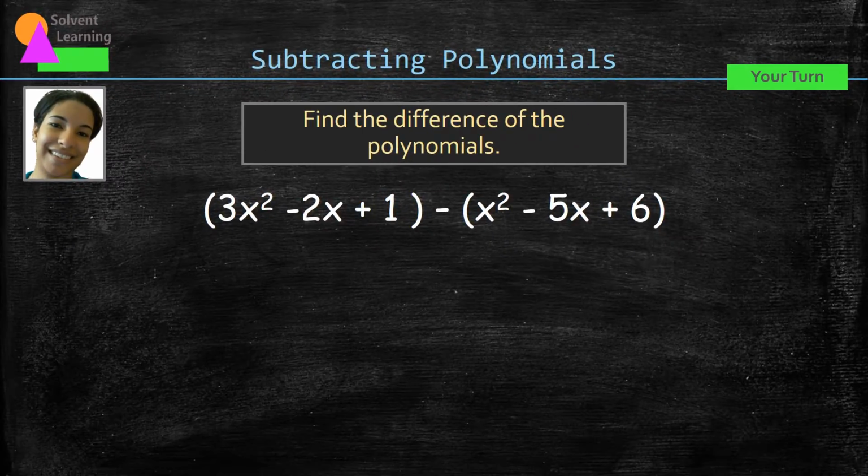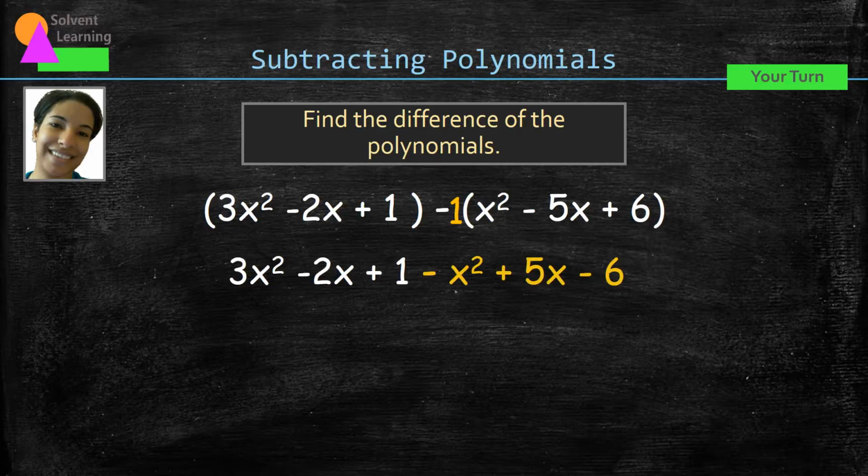Okay, let's see how we can solve this problem. Okay, we include that 1 there. Okay, and then we distribute the -1 throughout the second polynomial, and we'll end up with this expression. And then we look for any like terms that we can combine.